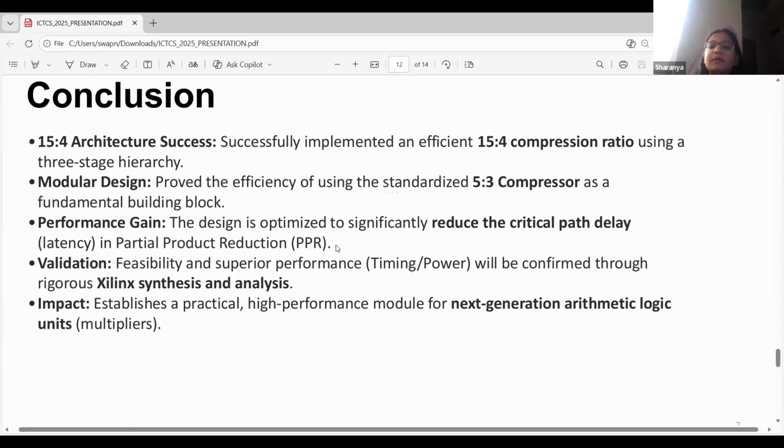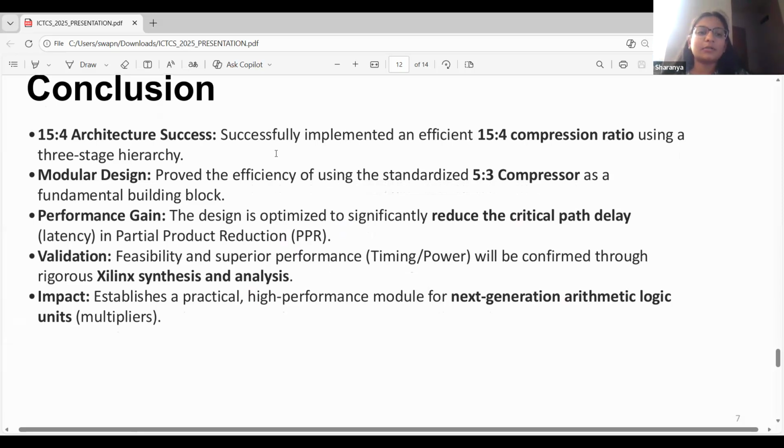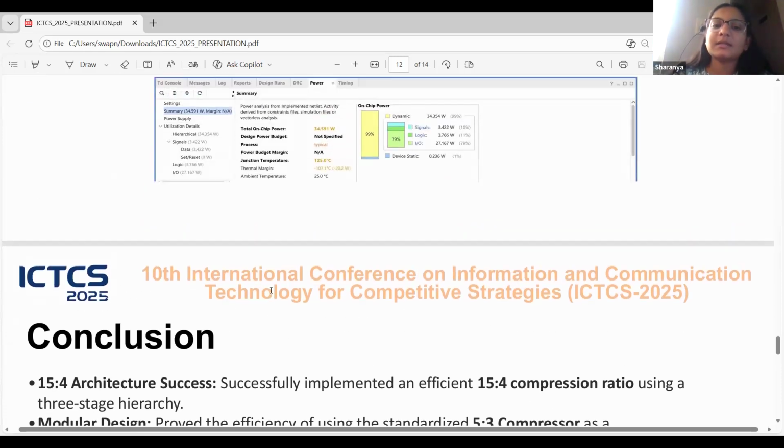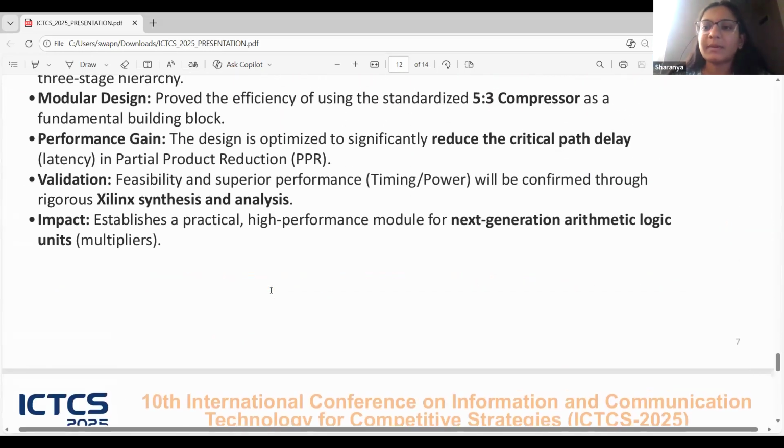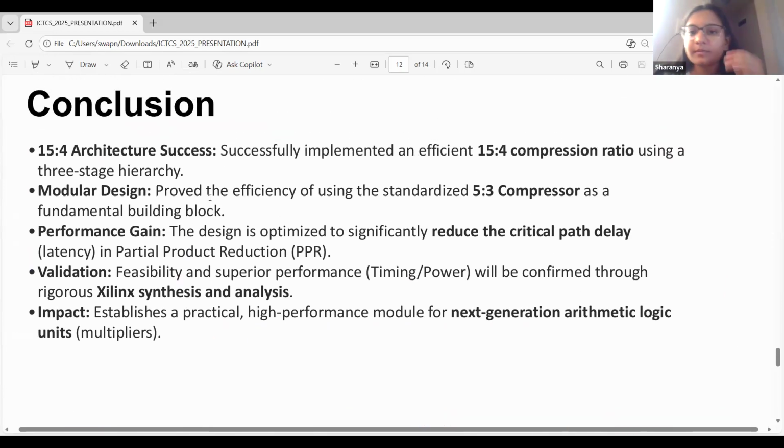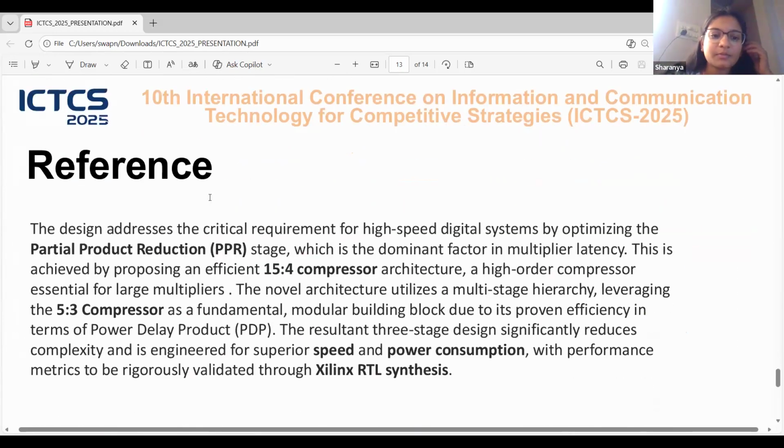In the conclusion, we were successfully able to implement this 15 down to 4 compressor. The compressor is basically a combinational circuit. With the help of Xilinx, we were also able to do the FPGA implementation. That's the conclusion part.